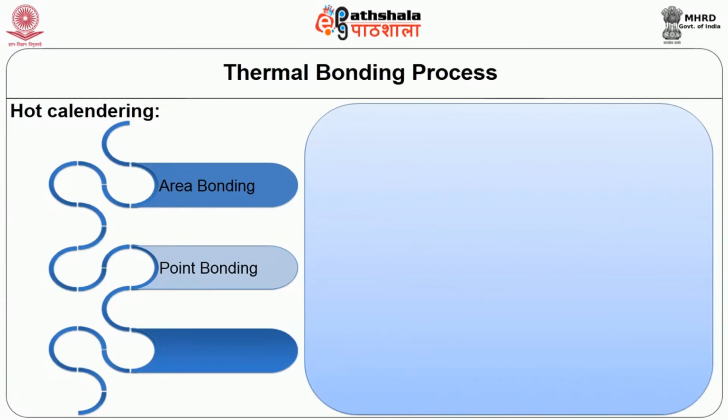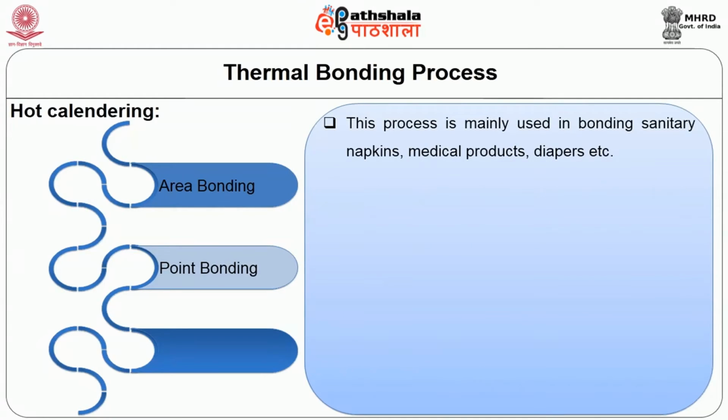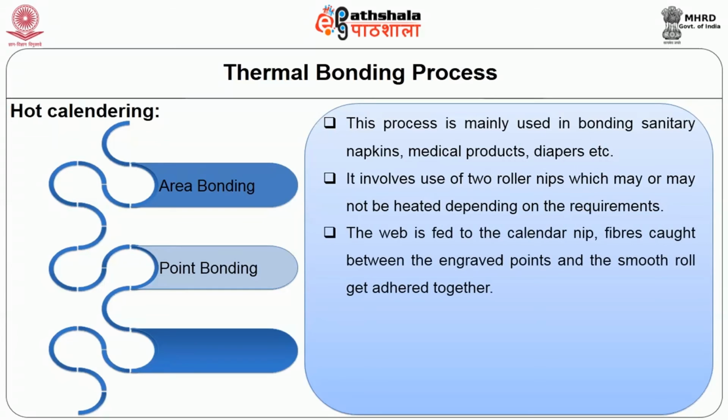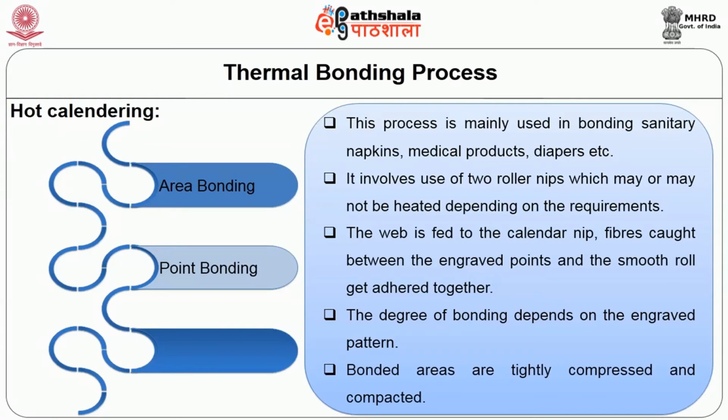Point bonding. This process is mainly used in bonding sanitary napkins, medical products, diapers, etc. It involves the use of two roller nips which may or may not be heated depending on the requirements. The web is fed to the calendar nip. Fibers caught between the engraved point and the smooth roll get adhered together. The degree of bonding depends on the engraved pattern. Bonded areas are tightly compressed and compacted.